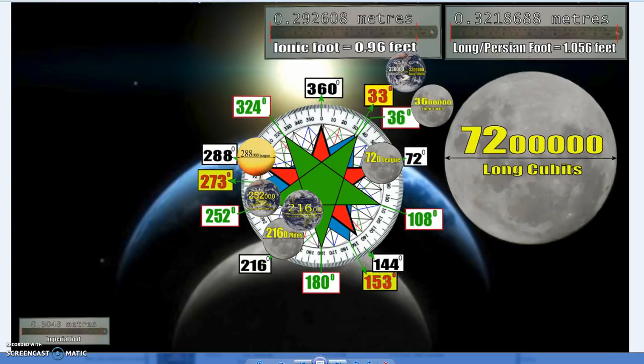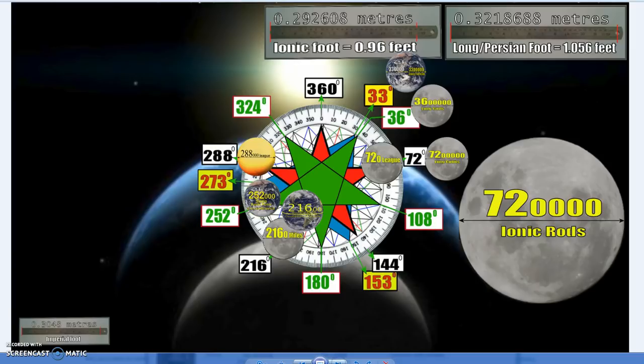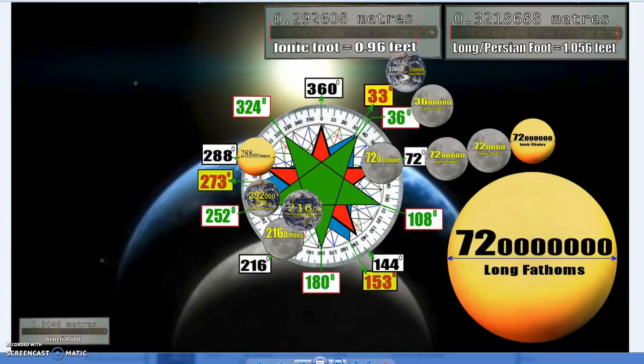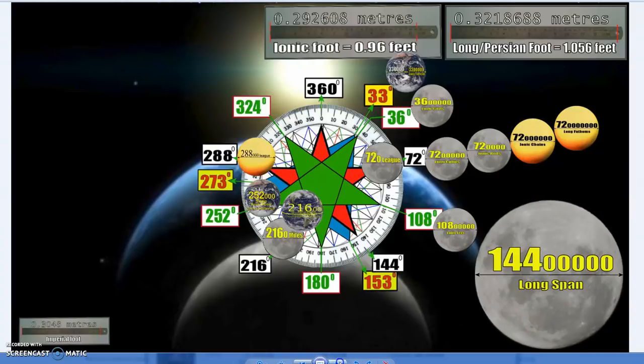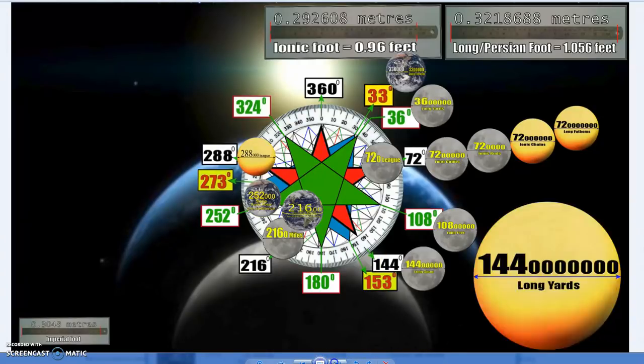The Moon, 72 on the long cubits. It's always on long and Ionic. We get the Moon, 72, and the Sun, long and Ionic scale, 108 degrees, long feet. We get the diameter of the Moon, 144 on the long scale, we get the Moon, and we get the Sun.